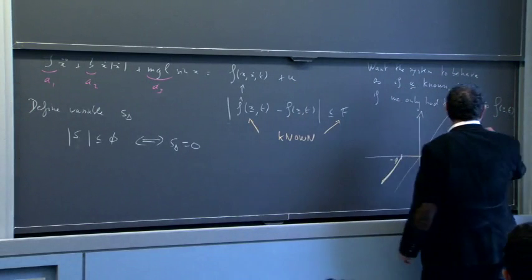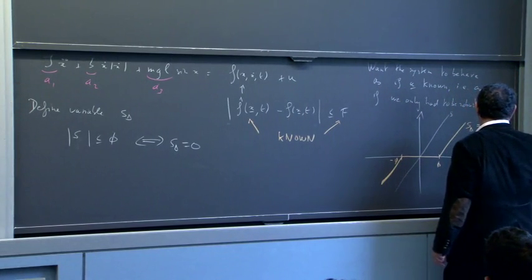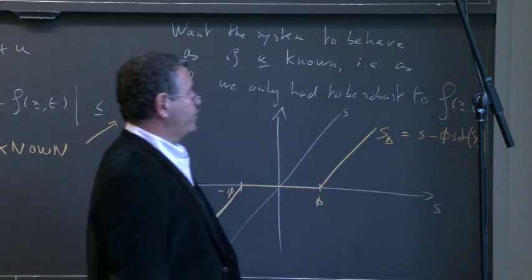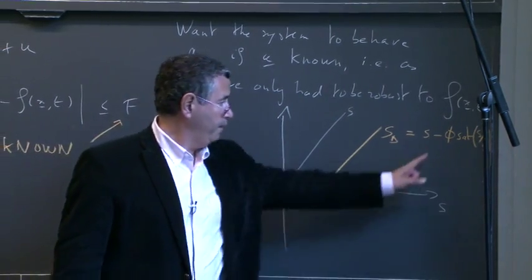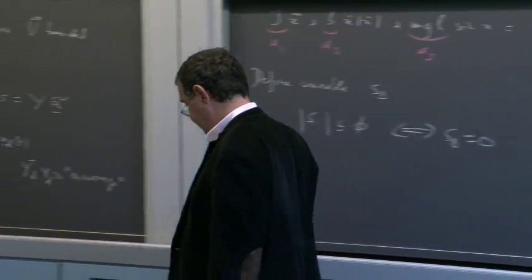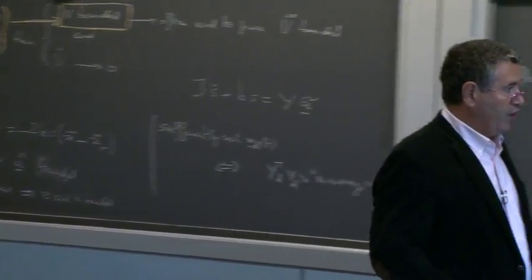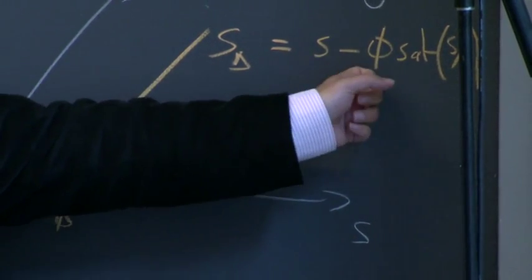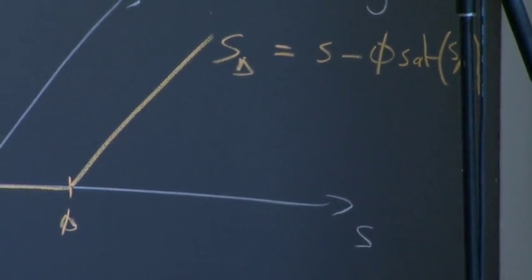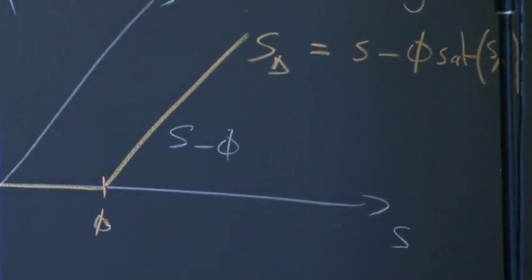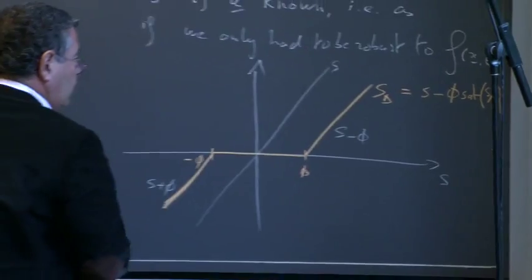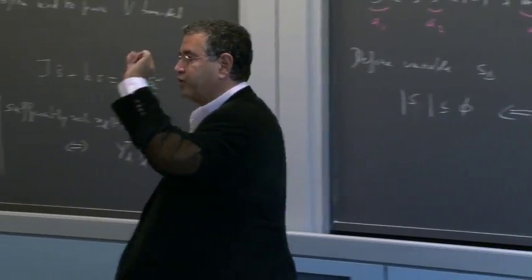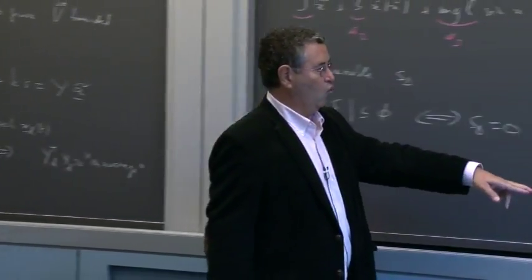So I'll let you verify. It's very easy to check, right? If you're trying to get the formula for S delta, you'll get S minus phi sat of S over phi. And that's easy to check, because when S is larger than phi, this is simply S minus phi. And when S is smaller than minus phi, this is S plus phi. And inside it's 0. So it's easy to check that S minus phi times sat of S over phi is exactly what I drew in orange.